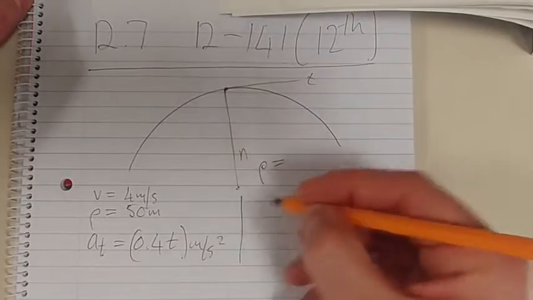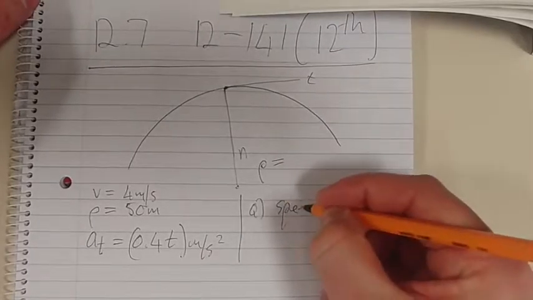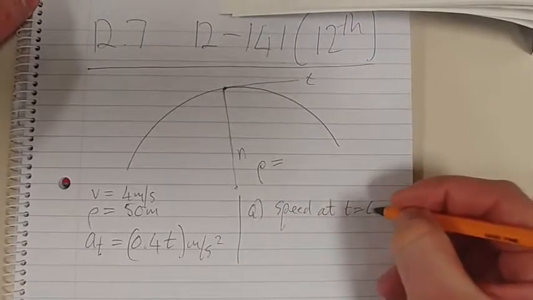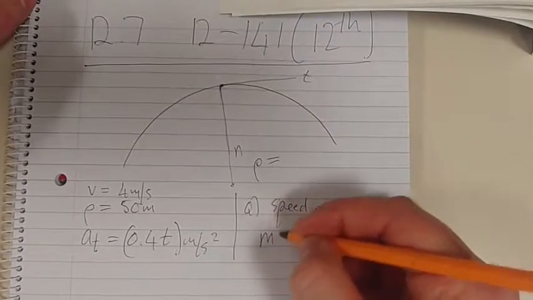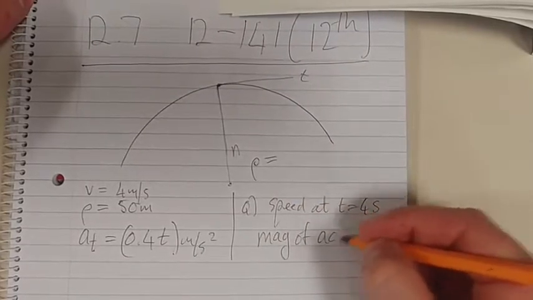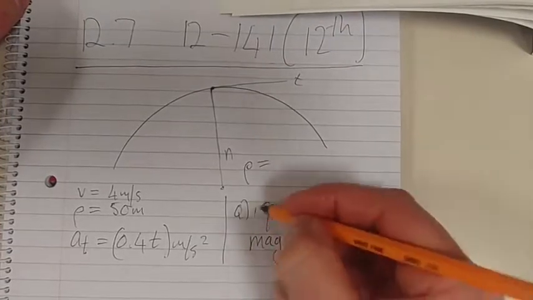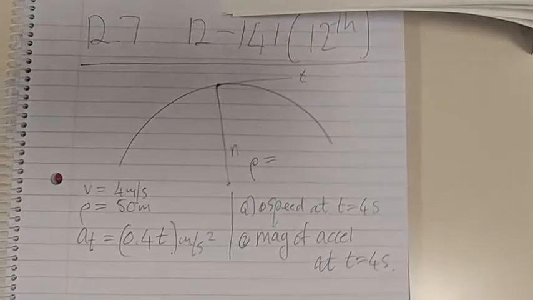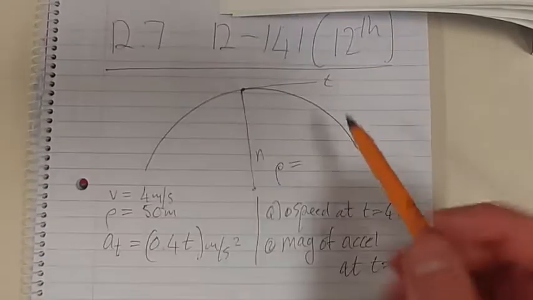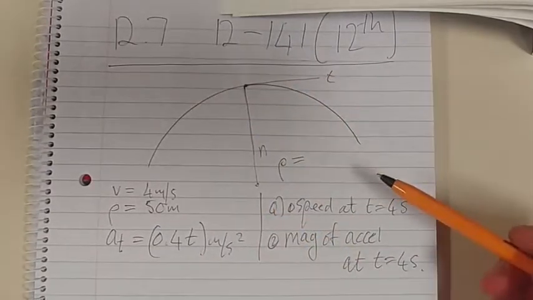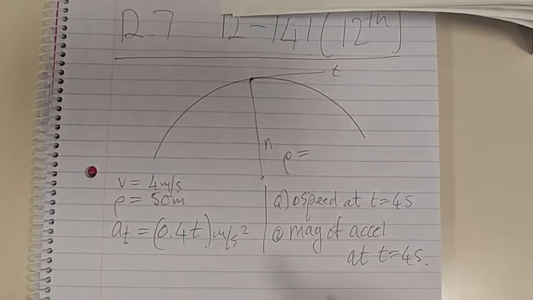And we want to know, what is the question? The question is, what is the speed at t equals 4 seconds, and what is the magnitude of acceleration at t equals 4 seconds. So there are our two questions. We know it's a normal and tangential component problem. We know what our v, rho, and at are.